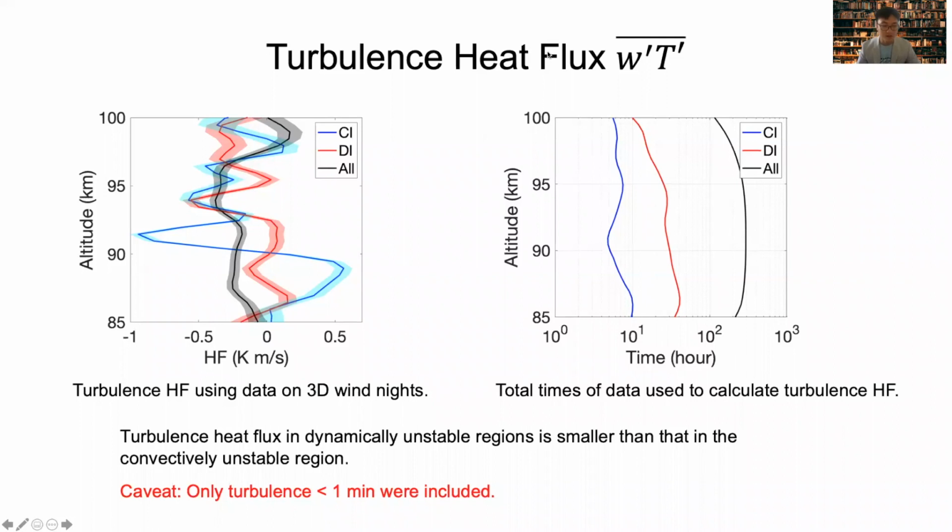Here shows the heat flux derived from 3D data. The left plot is the turbulence heat flux using data on 3D wind nights. The red line here is calculated from dynamically unstable region, which is marked as DI. The right plot shows the total times of data used to calculate the turbulence heat flux. From this plot, we can see the turbulence heat flux in dynamically unstable region is smaller than in the convectively unstable region. And I want to point out again, for 3D data, only turbulence less than 1 minute were included.